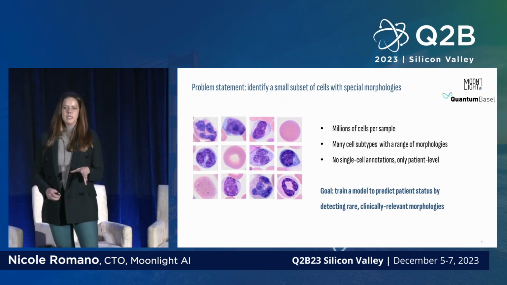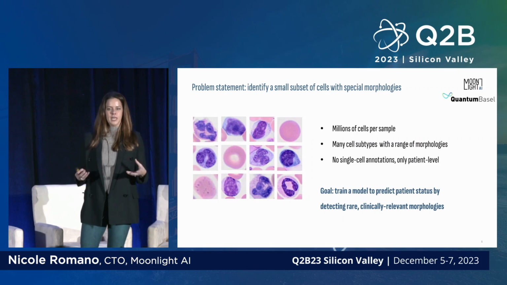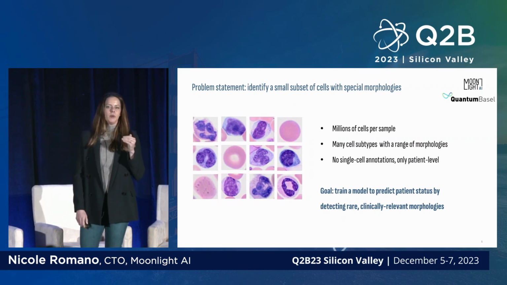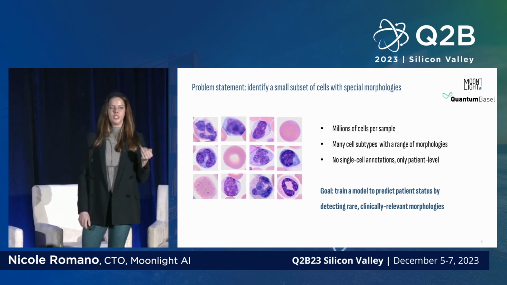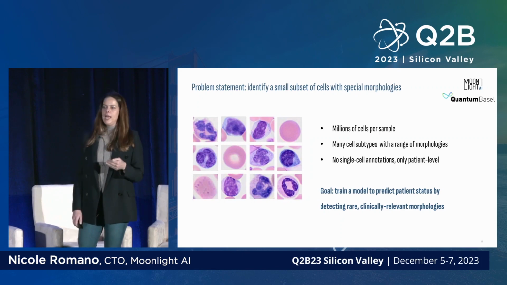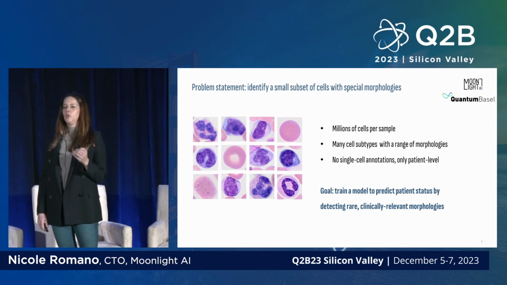So what does the blood smear actually look like under the microscope? First of all, there are millions of cells in a single blood smear sample. And the peripheral blood contains quite a few different cell subtypes, each of which have very distinctive morphologies associated with them. And what is becoming increasingly known is that the presence of a genomic mutation can alter these distinctive morphologies. What we're trying to do is build a model to detect the altered morphologies.